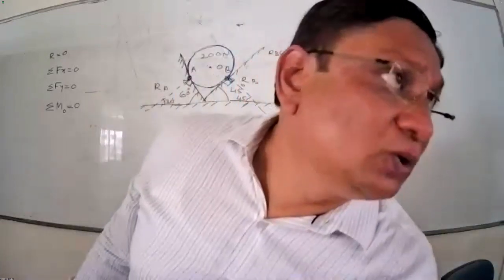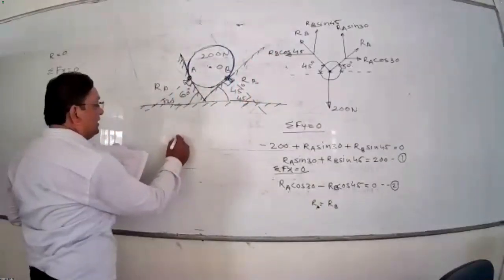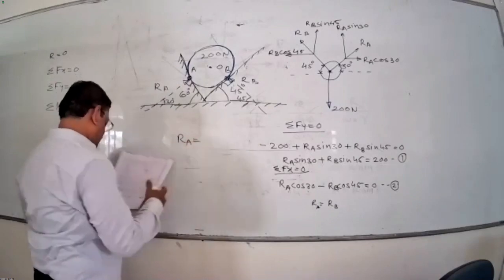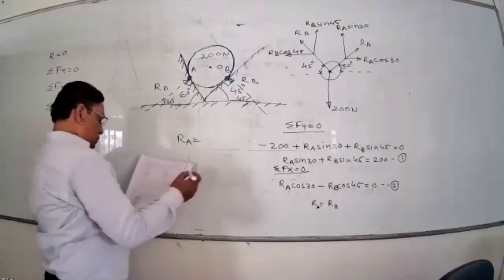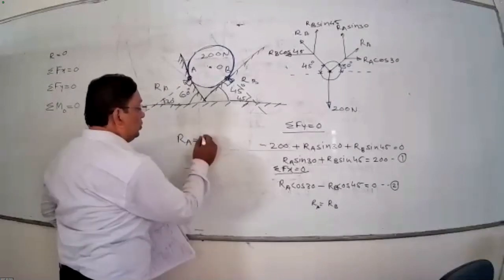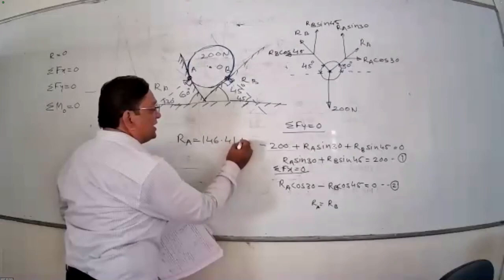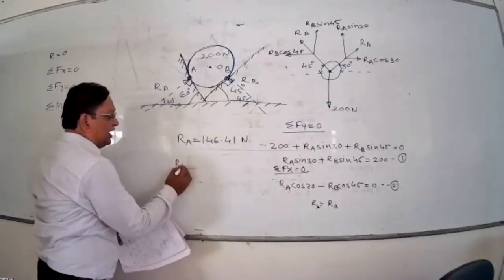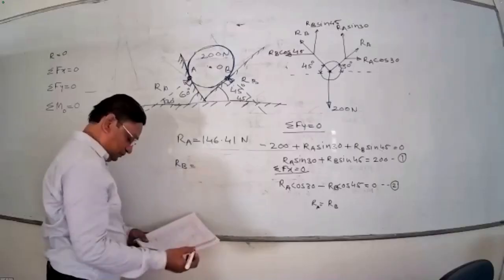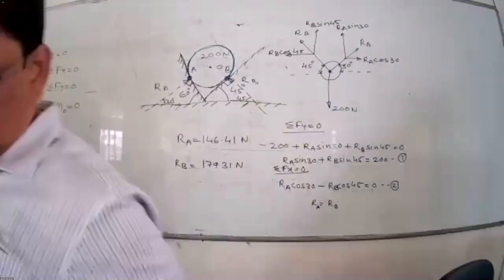I am getting value of RA equals to 146.41. Note down the answer, later on you tally your answers. And RB equals to 179.31. So I got RA is equal to 147.05 and RB is equal to 178.8.